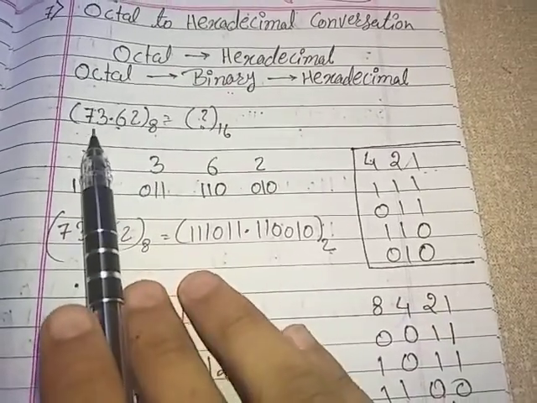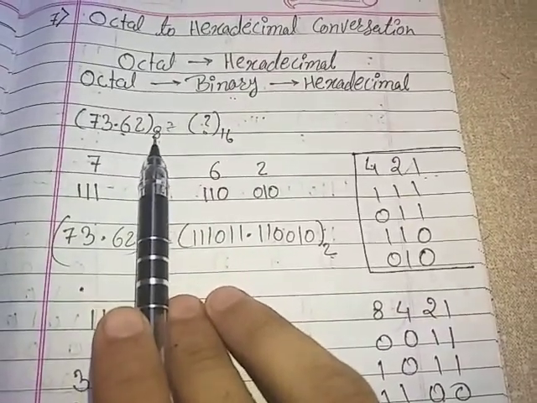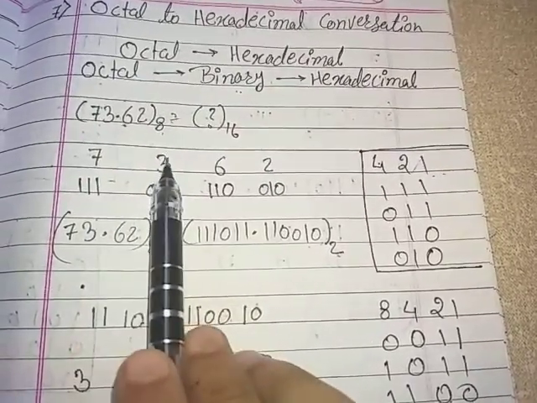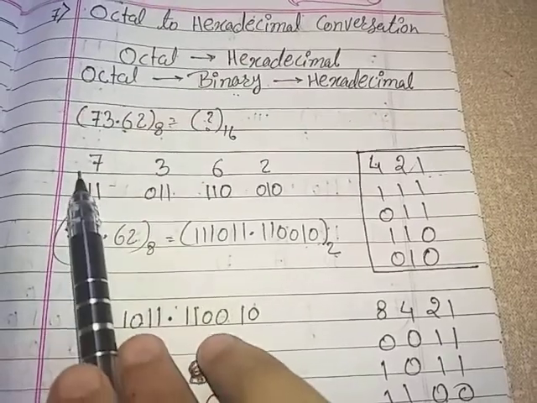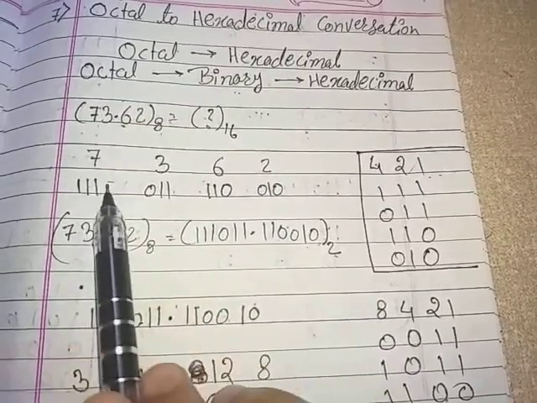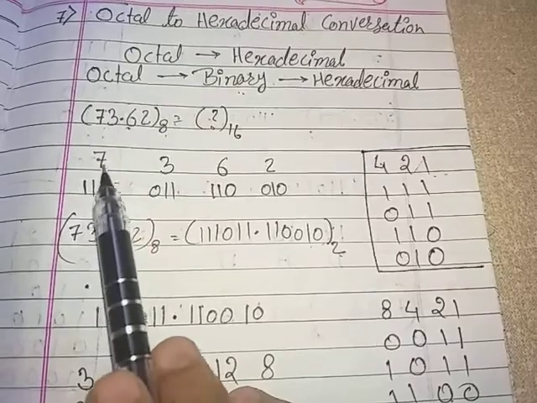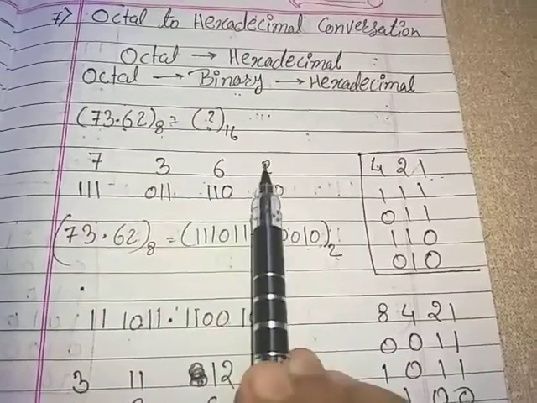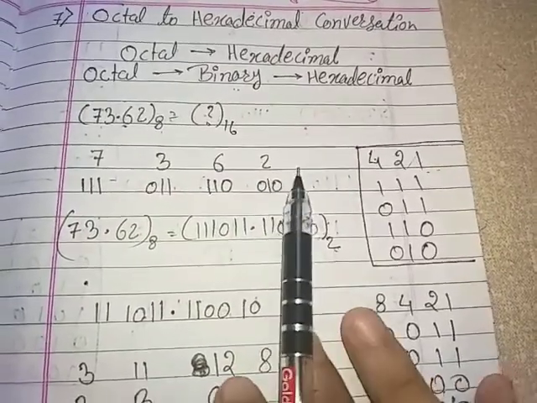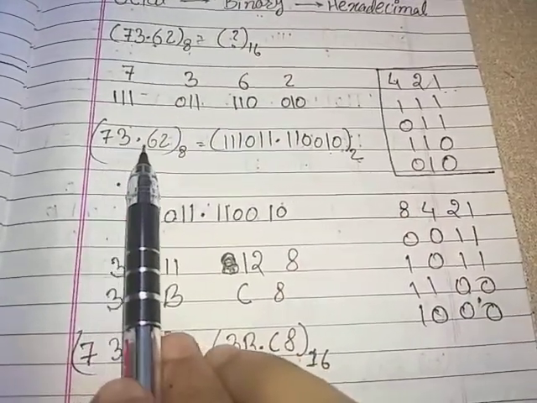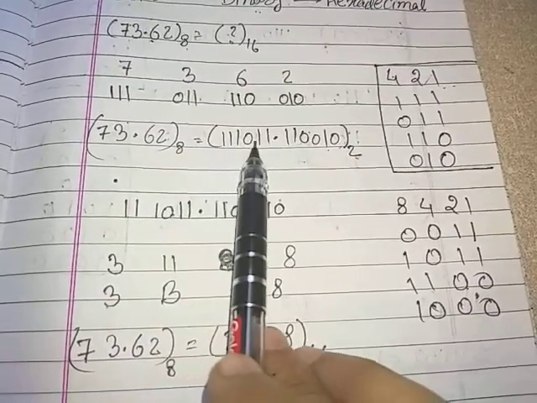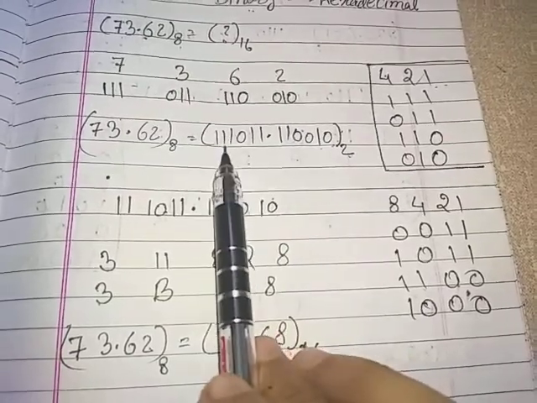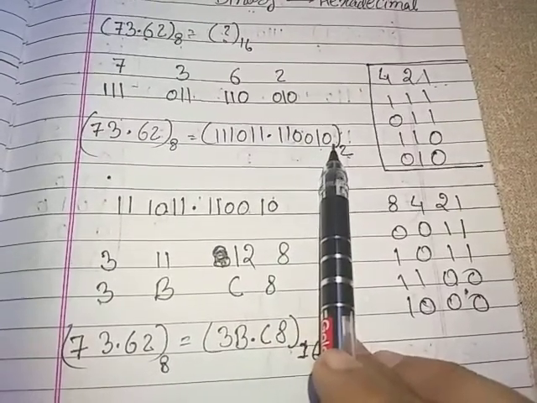So first we will convert 73.62 radix 8 into radix 2. So 7 3 6 2. For each octal digit we will write a 3 bit binary number, that is 7 is written as 111, 3 011, 6 110 and 2 010. Now so we have 73.62 radix 8 is equal to 111011.110010 radix 2.